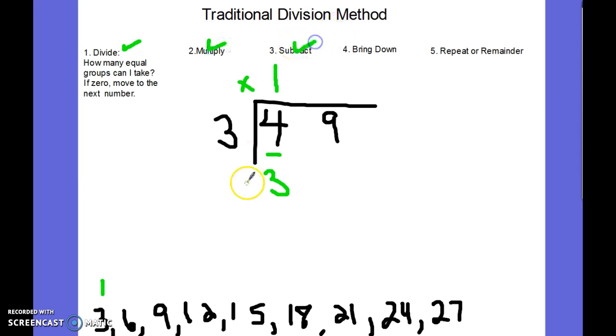Next I'm going to subtract. 4 minus 3 gives me 1. The next step is a little bit tricky. We got to remember to bring this number down. So we're going to bring our 9 down, and our new number is 19 that we're going to be looking at.